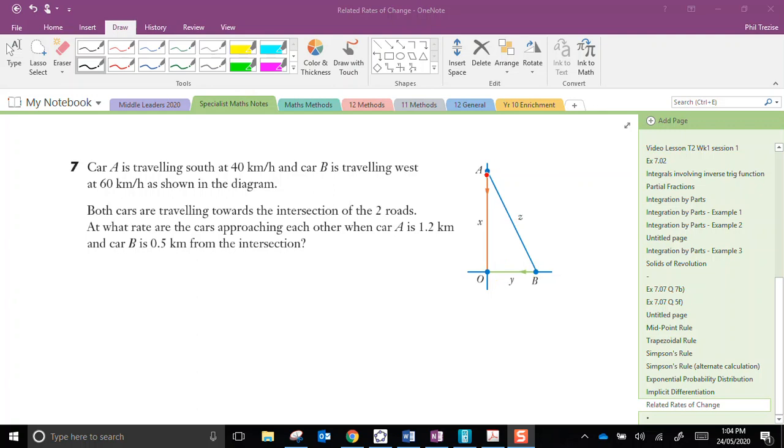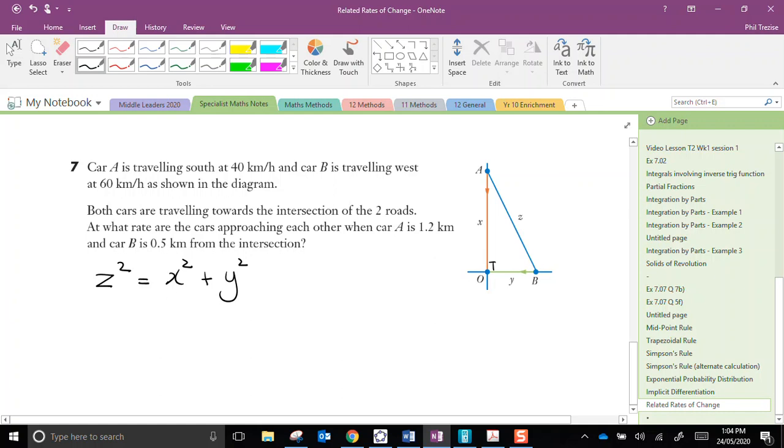In other words, at what rate are they approaching each other means at this direct line Z. Z should be shrinking as they're getting closer to each other. So we're after dz dt. That's what we really want. Now the difficulty with this one is that z squared equals x squared plus y squared from the Pythagorean theorem, if we assume this is a right angle.